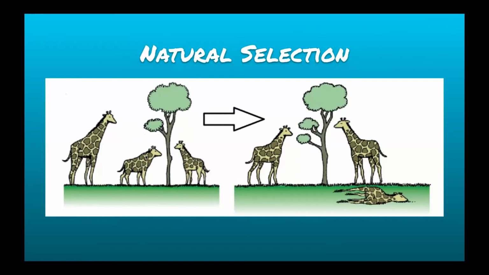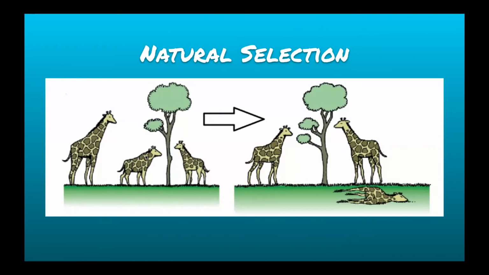And of course we know that giraffes have to reach up into the tree and be able to eat the leaves, right? So if you're a shorter giraffe, you're going to get less leaves. You're not going to get the nutrition you need. Eventually, when that giraffe passes, it's not going to have more, right? It's not going to be healthy enough to reproduce.